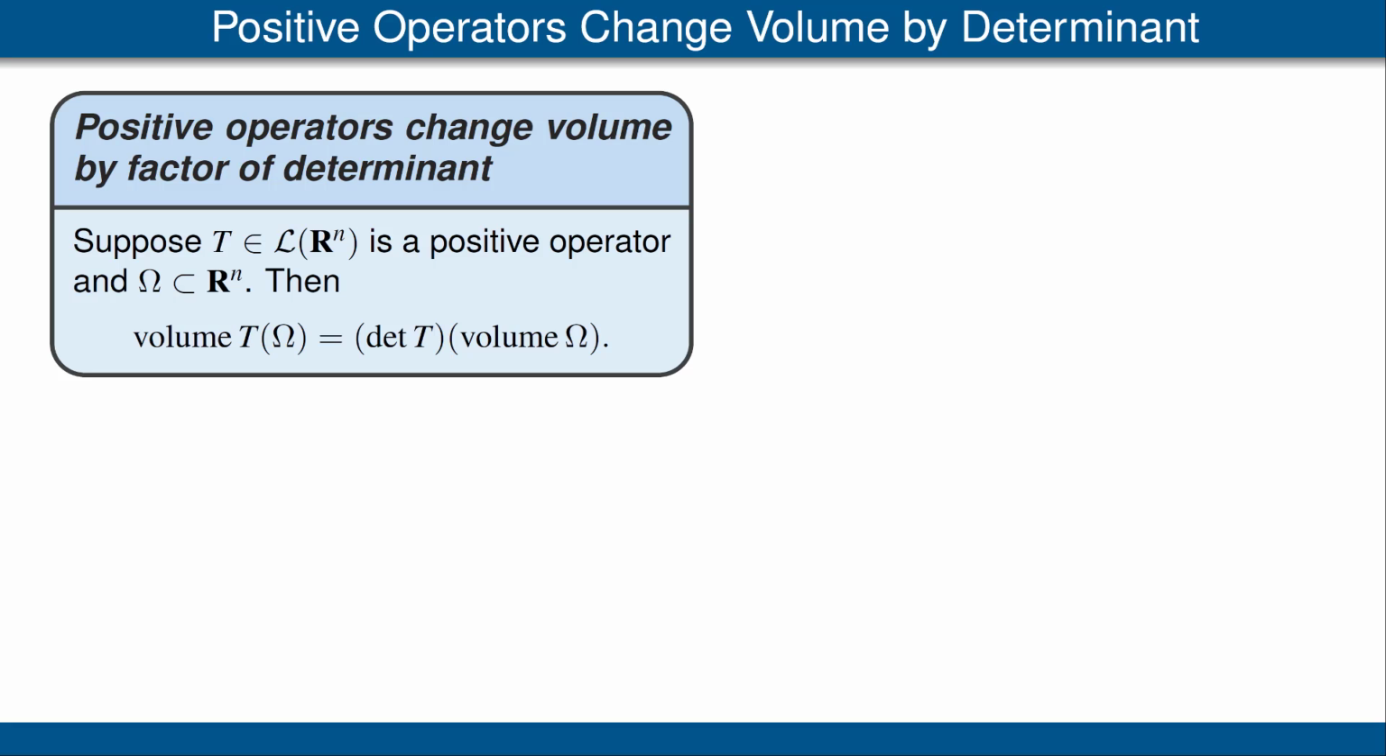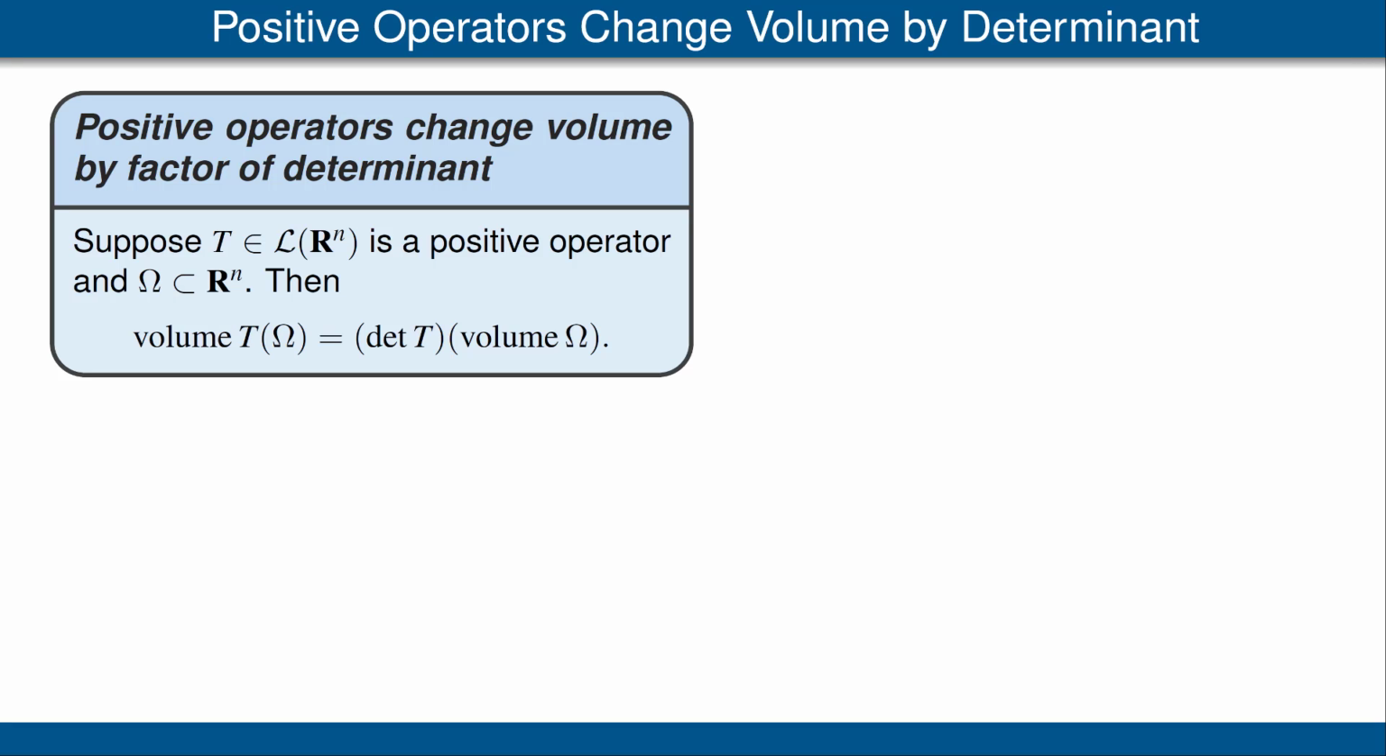Now we come to our first connection between determinants and volumes. This theorem says that if T is a positive operator on R^n and omega is a subset of R^n, then the volume of T of omega is equal to the determinant of T times the volume of omega.